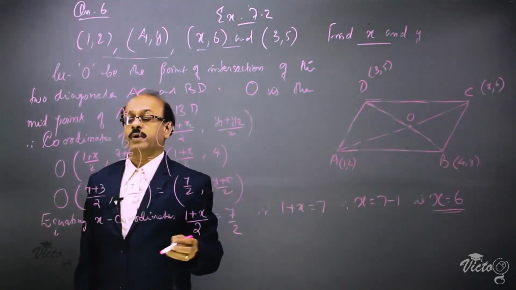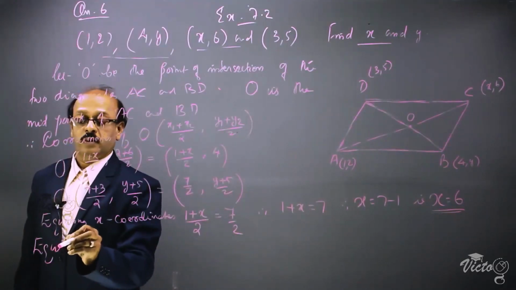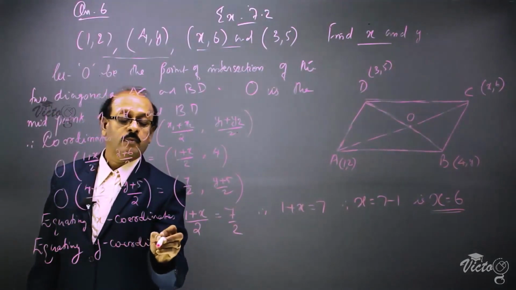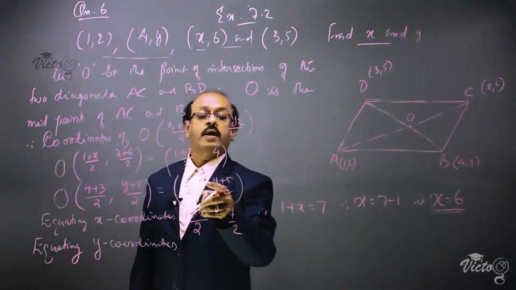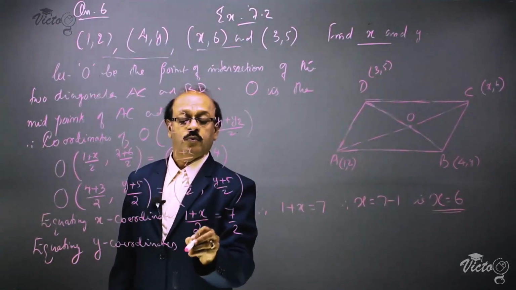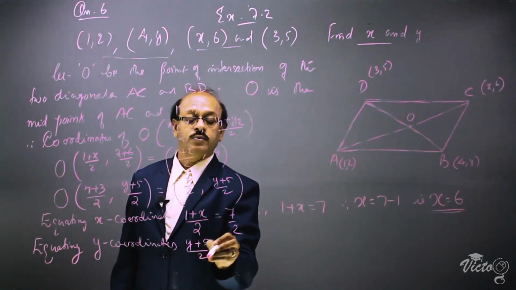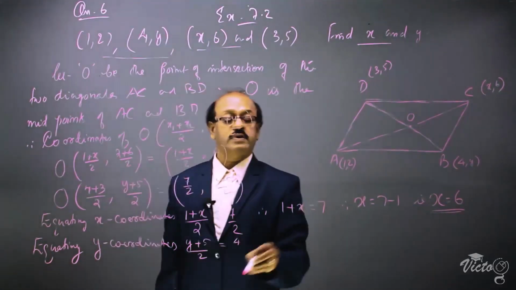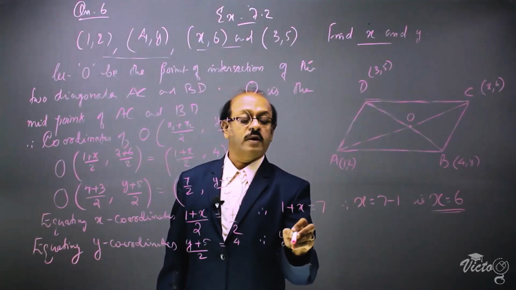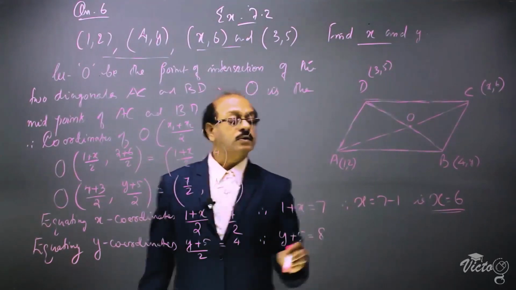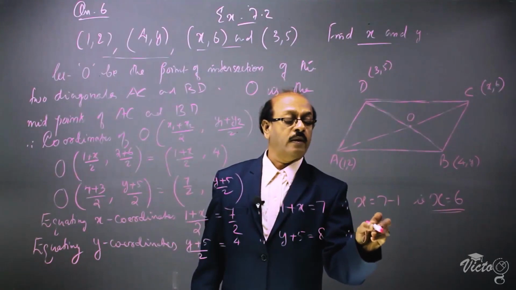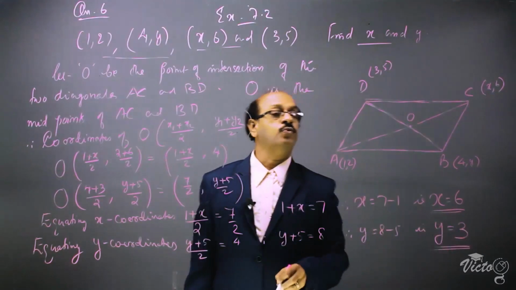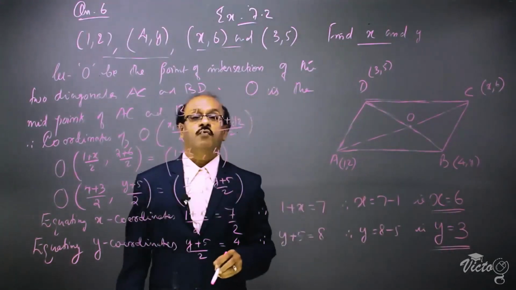Now, equating y coordinates. We are getting (y plus 5) by 2 is equal to 4. So, cross multiplying, y plus 5 is equal to 8. So y is equal to 8 minus 5, that is, y is equal to 3. These are the two values: x is equal to 6 and y is equal to 3.